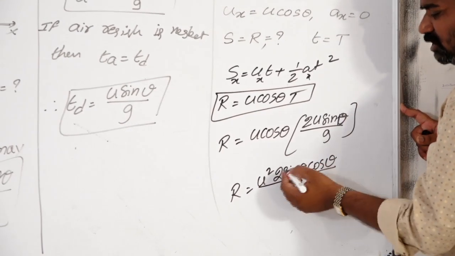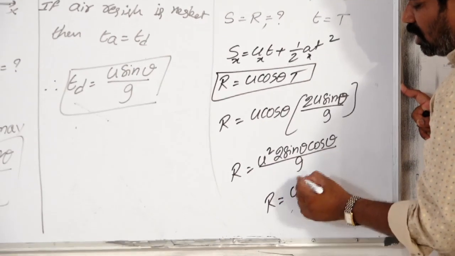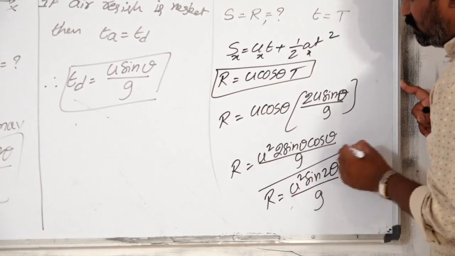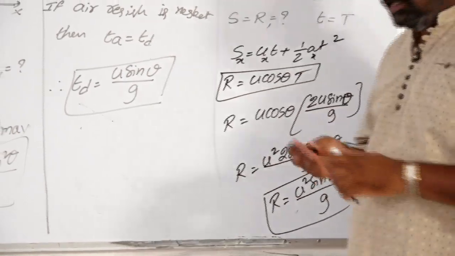2 sin θ cos θ is nothing but sin 2θ. R = u² sin 2θ by g. This is the formula for the range.